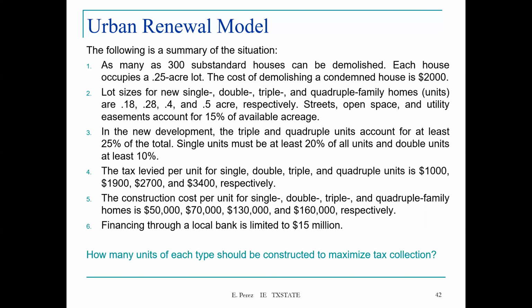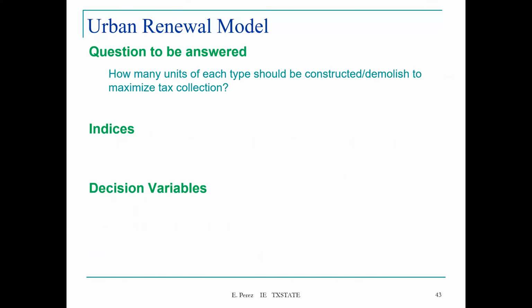So as we demolish, we are gaining space. And then the question is, if we need to build, are we going to build single, double, triple, quadruple new homes? And also how many of each? And we have a cost, we have tax information, and we have also a constraint in terms of the financing that is available. So the question again is how many units of each type should be constructed to maximize our tax collection. So the question to be answered: how many units of each type should be constructed or demolished to maximize the tax collection?